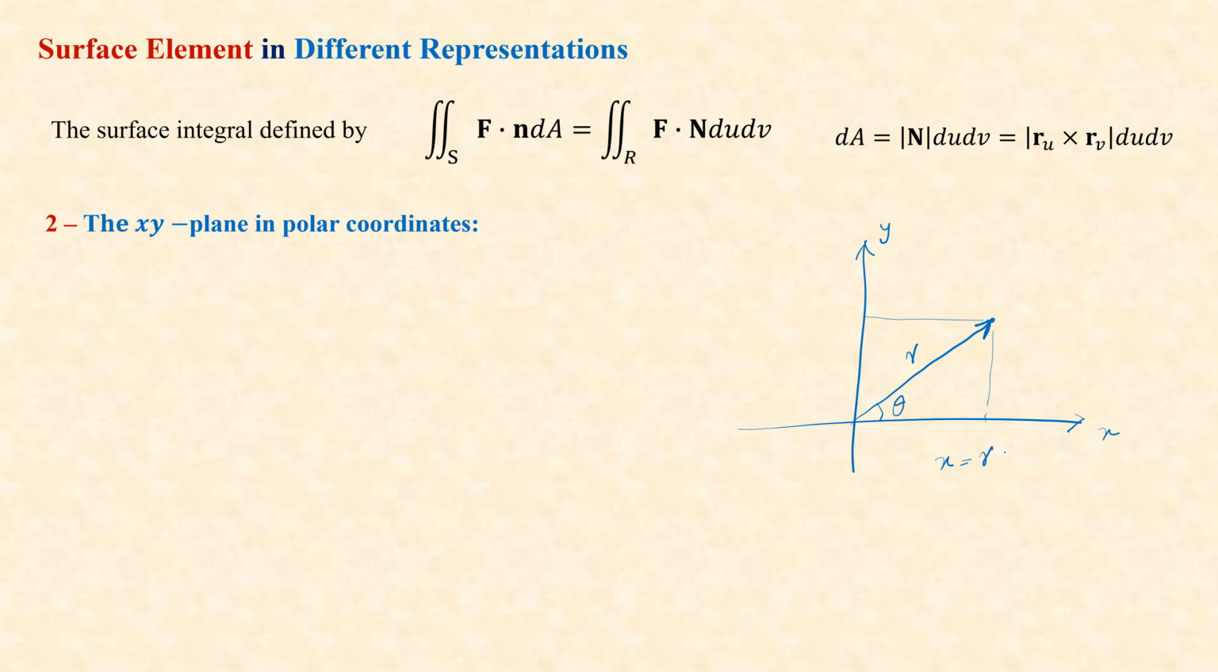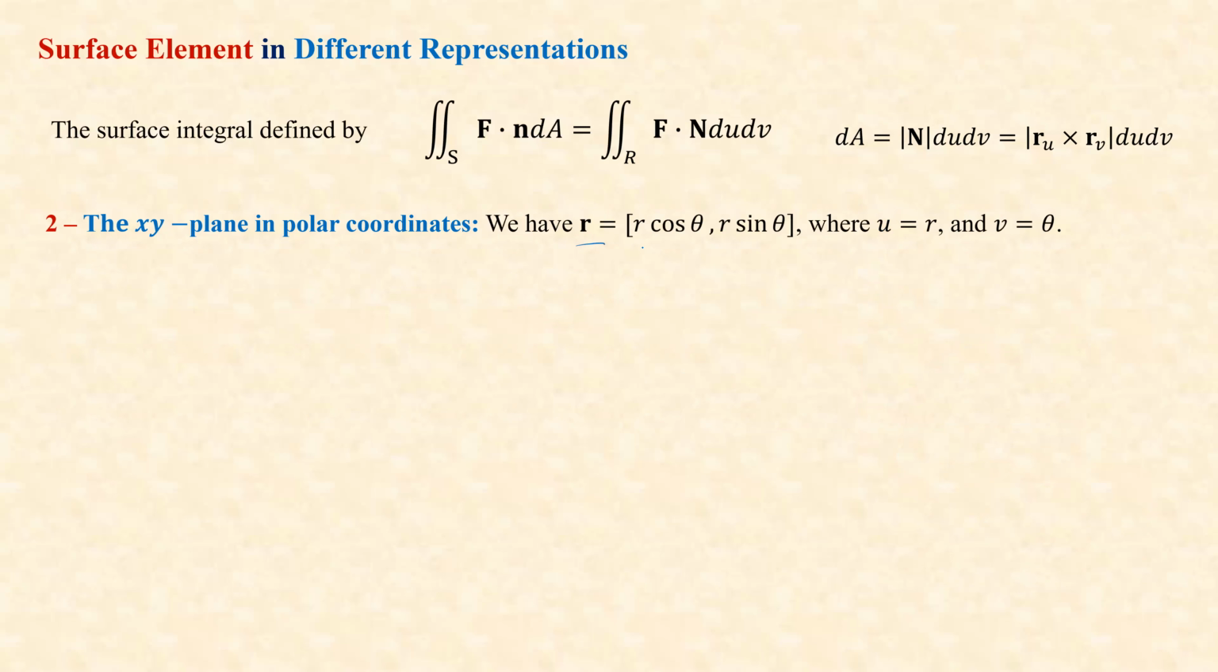The x coordinate becomes r cosine theta, and y becomes r sine theta, right? So you can use those. If you want to write this r vector in terms of r and theta, it becomes a vector: x is this, y is this. And your parameters are r and theta, so u is r, v is theta. Then the derivative with respect to u, which is r, is cosine theta and sine theta. The derivative with respect to theta becomes negative r sine theta and r cosine theta.